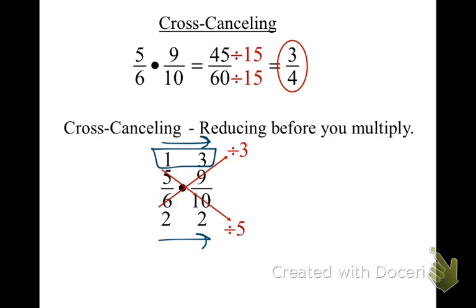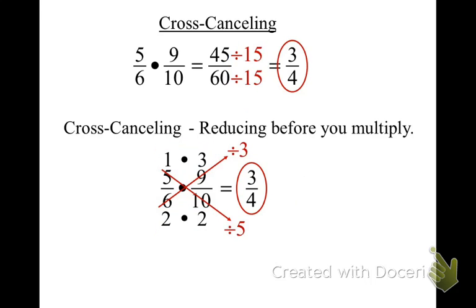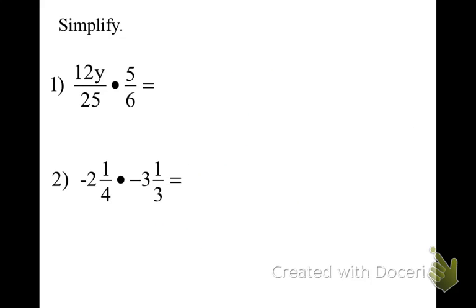I get 1 times 3, which is 3, 2 times 2, which is 4. So instead of looking for this big giant number to simplify it by, if I do it ahead of time, if I do it before I multiply, look how much easier my answer is going to be. So we're going to get the same exact answer, but get it a lot quicker. So let's go and work on example number 1.